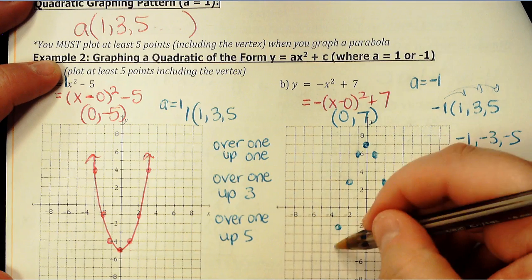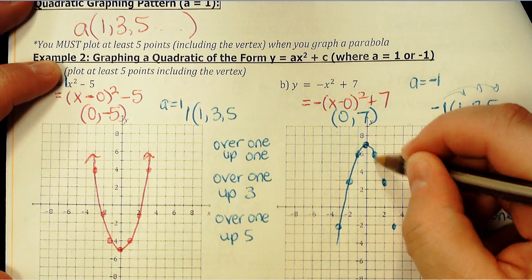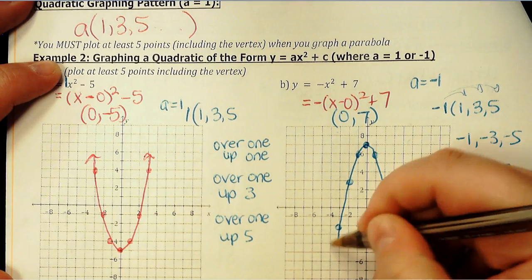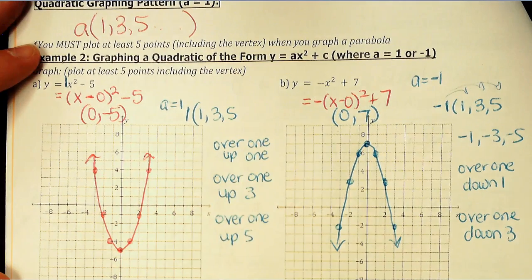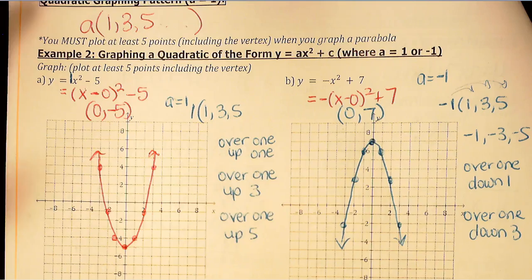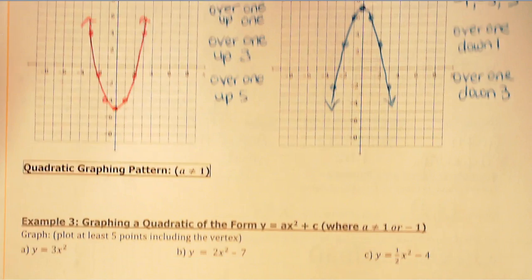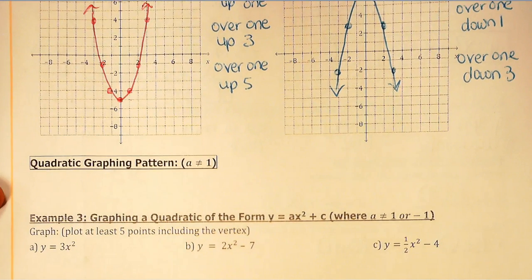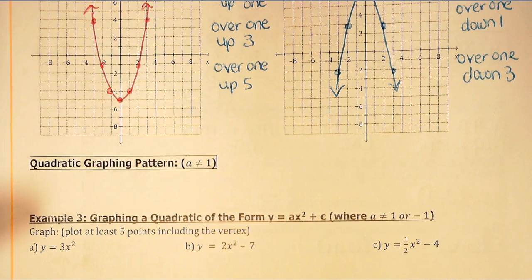And I could keep going and do over 1, down 7, but this is plenty to get a good idea of what the shape of the graph should look like. All right, now what to do if your pattern has an a value which is not 1. And this is not hard.